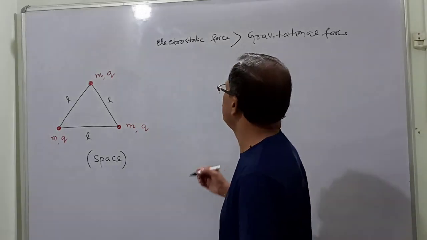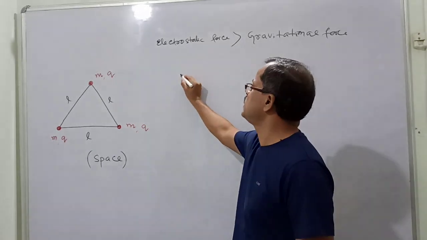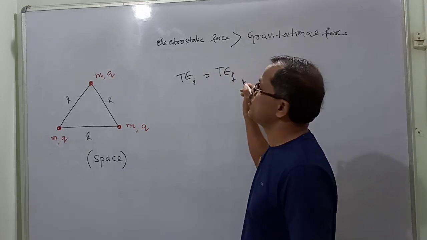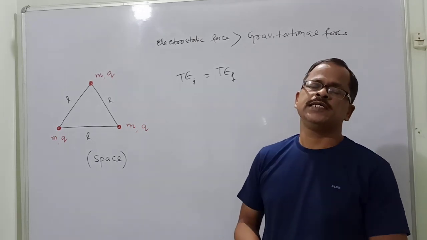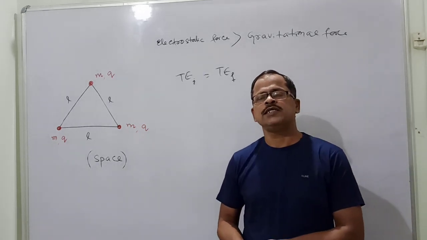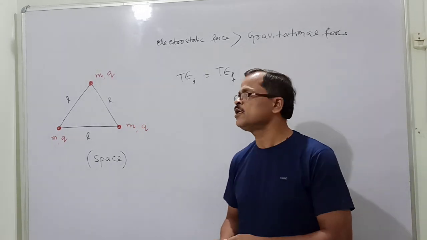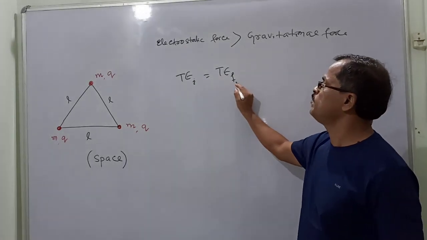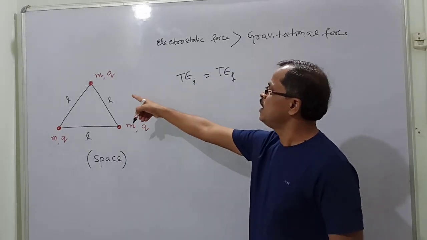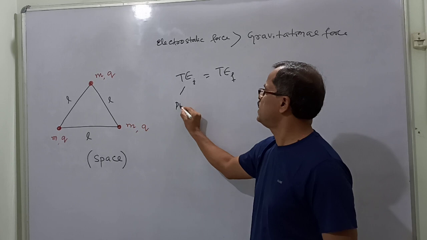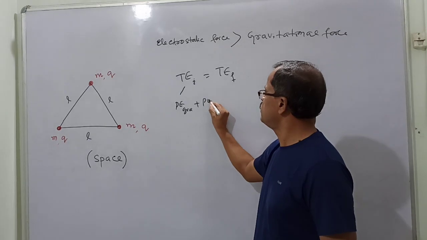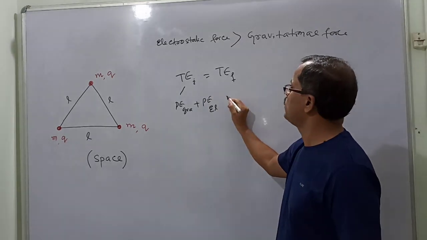To solve this problem, you have to apply the energy conservation principle. That is, the total energy initial is equal to the total energy final, because gravitational field as well as electric field are both conservative. Conservative means the work done is independent of the path. So total energy initial is equal to total energy final. In the initial state, total energy is only potential energy, that is potential energy gravitational plus potential energy electric. Initially there is no kinetic energy.